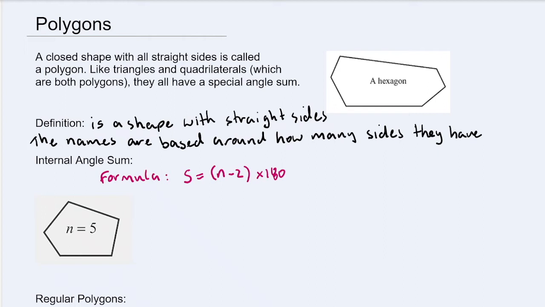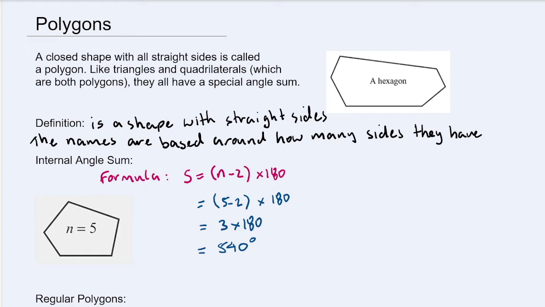Now we do have an example here for us to quickly look at. We have a 5-sided shape. We go 5 minus 2 times 180. So that's really 3 times 180. And 3 lots of 180 is 540. So a 5-sided shape has an internal angle sum of 540 degrees.